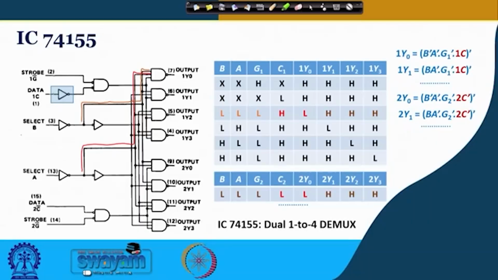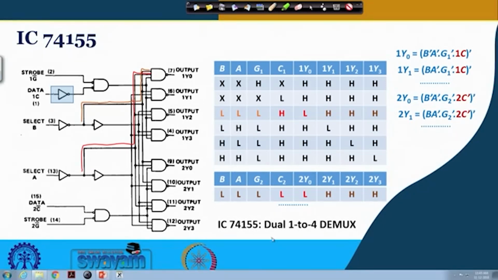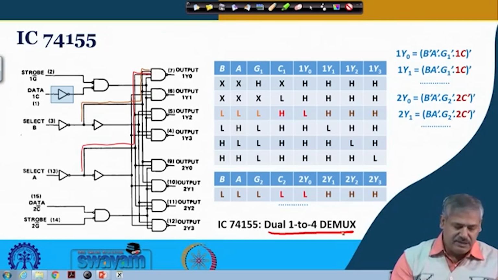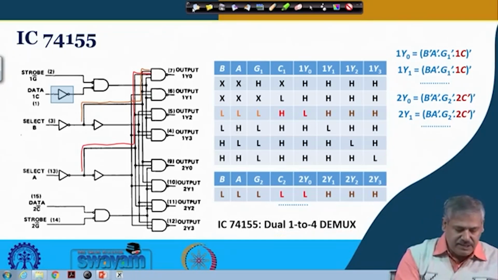We now look into one practical implementation of demultiplexer. This is similar to what we had seen in case of the 4-to-1 multiplexer. IC 74155 is a dual 1-to-4 demultiplexer. If we look at this circuit, we can see that the select line is common.